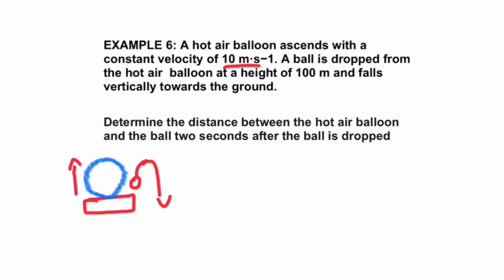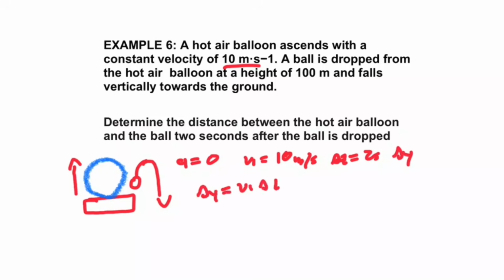So for the balloon, it is moving at a constant velocity. So our acceleration is equal to 0, and its velocity is 10 meters per second. It's not changing whatsoever. We have the time, which is 2 seconds, and we're interested in the displacement. The equation we need to use with these variables is delta y equals vi delta t plus a half acceleration delta t squared.